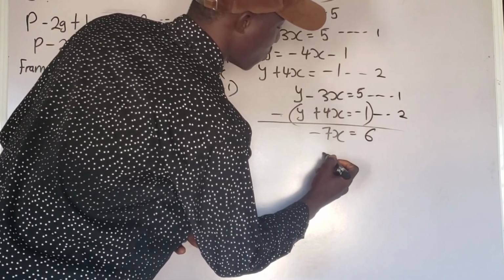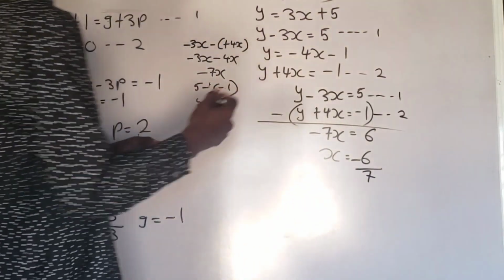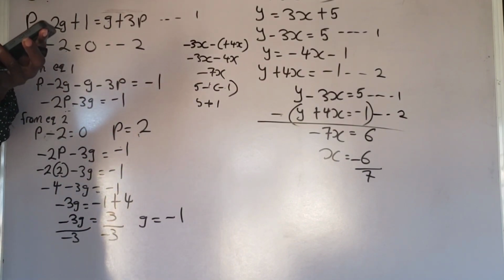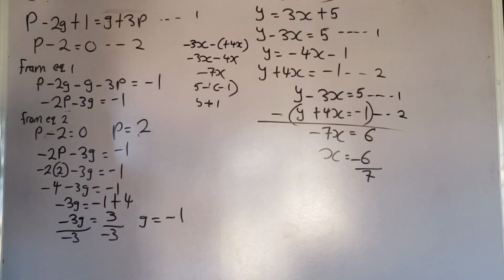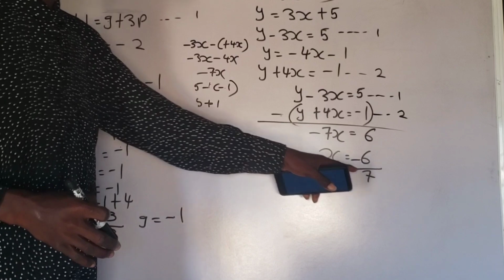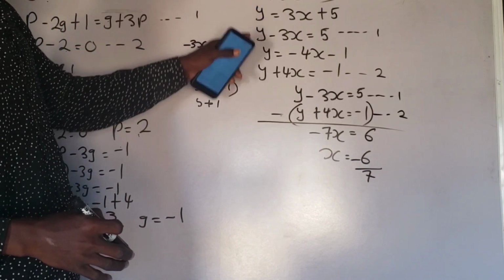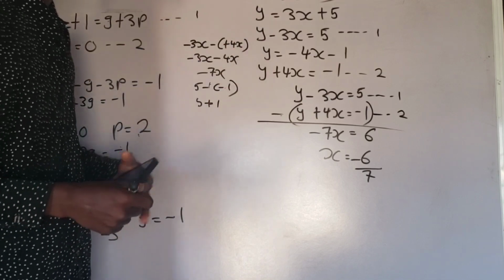Hence, x is equal to negative 6 over 7. That is the value of x. Now, we've gotten the value of x as negative 6 over 7. How do we determine the value of y? All we have to do is substitute the value of x as negative 6 over 7 into either of these equations. We can use this one also. So let us substitute.